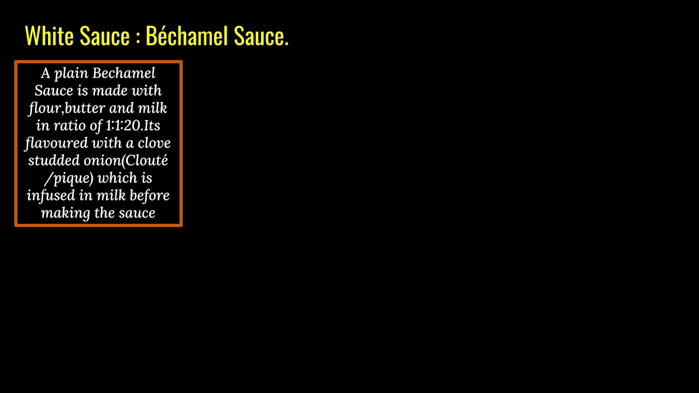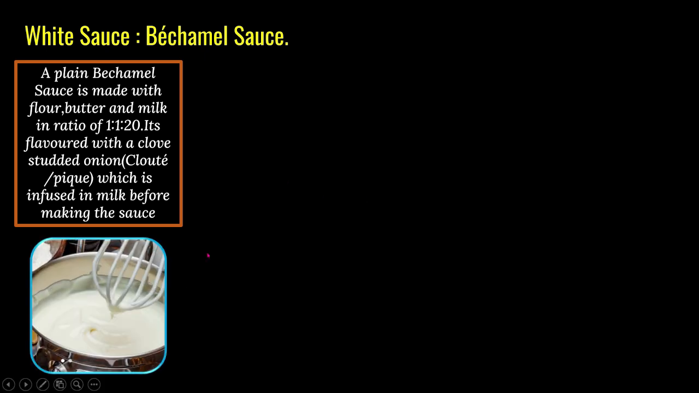So it is basically a roux, 1 to 1 ratio, with milk, and it is flavored with a clouté or piqué. We'll elaborate on that, which is basically an onion studded with bay leaves and cloves. How does it look? It looks like this, absolutely white in color. You can see absolutely milk white in color. How to prepare that? What are the ingredients we require for that?